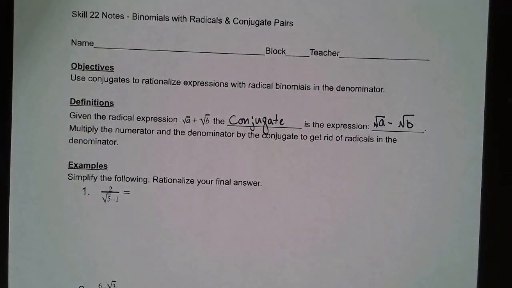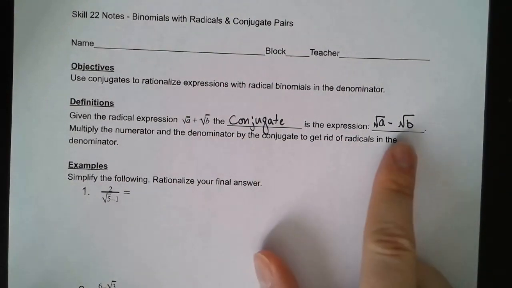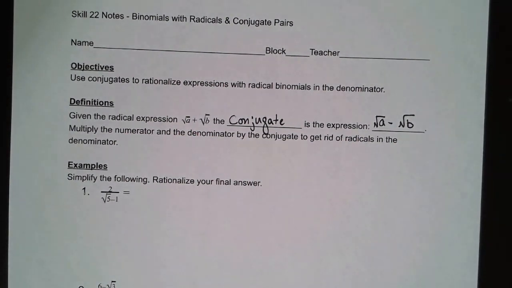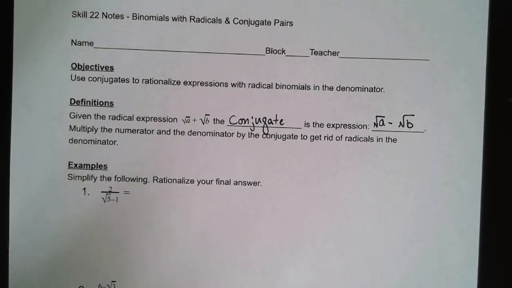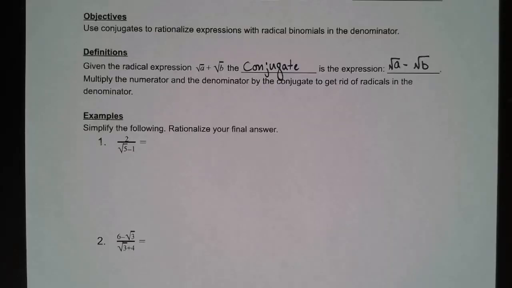Now, when we did conjugates with complex numbers, we did it to get rid of the imaginary part, the i portion, and the same thing happens when we use conjugates with radicals. It gets rid of our radical, and that's how we're going to use it to rationalize. So let's go ahead and take a look at this first example.